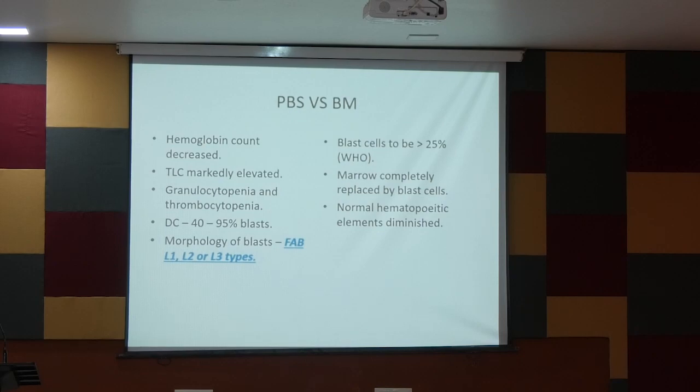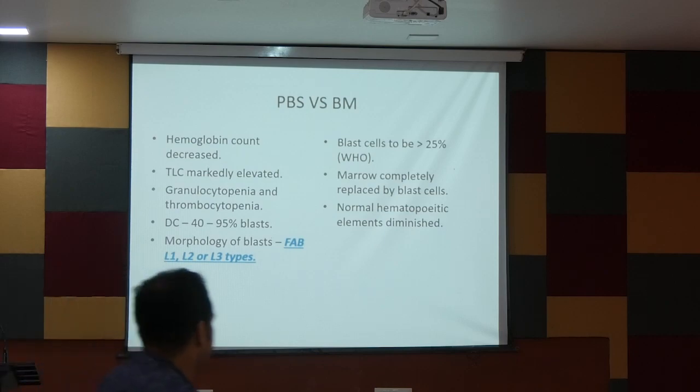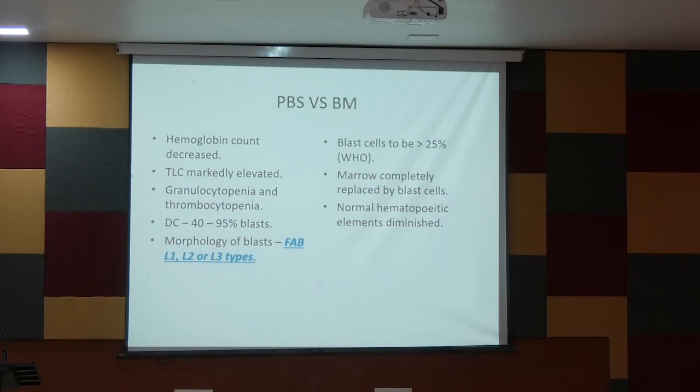That's why patients will present with features of pancytopenia. You know, anemia, granulocytopenia, thrombocytopenia. I have explained you the features. So what will happen in peripheral blood smear? Hemoglobin will be decreased, anemia. TLC, the total leukocyte count, will be markedly elevated because of the blasts. Granulocytopenia and thrombocytopenia. The normal elements will be decreased. In differential counts, there will be a lot of blasts. Blast percent will be very high. More than 25% is the cutoff criteria.